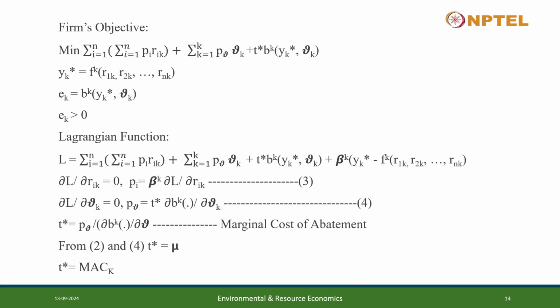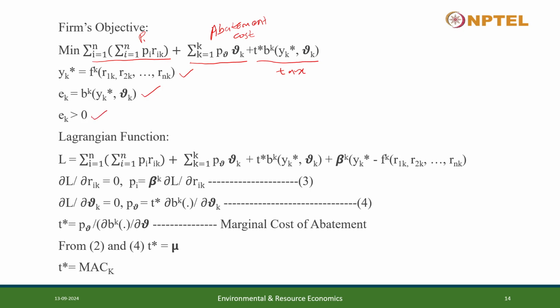From here, now we will go towards the firm's objective. The firm's objective is to minimize the production cost, abatement cost and tax. So we get an additional amount, that is tax. If I do not abate, then I have to pay the tax. So this is my abatement cost, and this is my production cost. Then the same output constraints, emission constraints, and ek is more than 0.